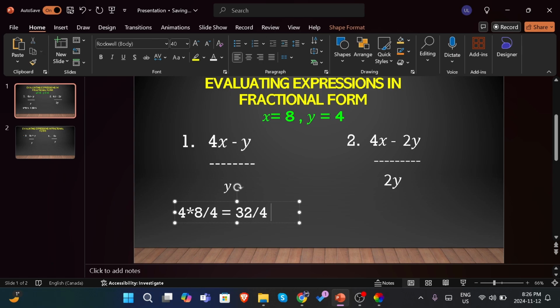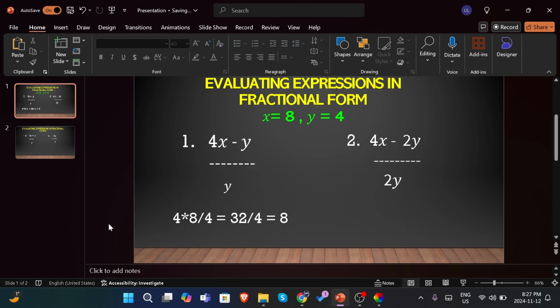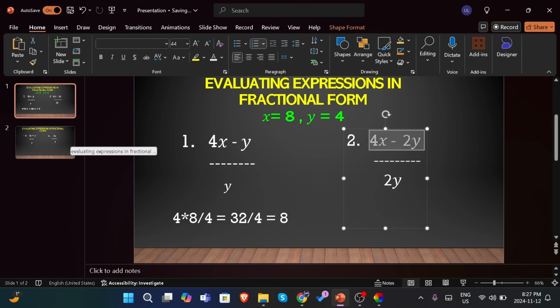So 4 times 8 is 32, right? So the answer is 8. Alright guys, it was that simple, wasn't it? It only took like 30 seconds or a minute. So it's super simple, and keep watching and you're going to learn how to solve even more questions. There are 3 questions left.